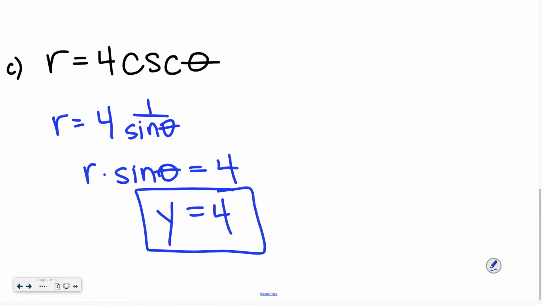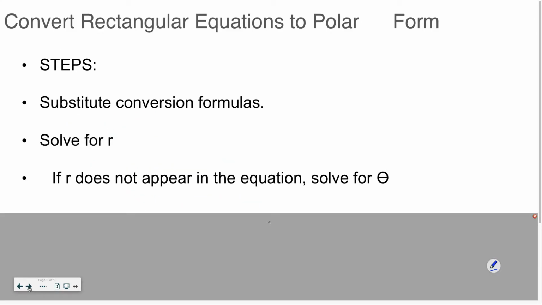Okay, now we are going to go the other way. What I want to make sure you do when we go the other way is that after you use your substitution conversion formulas, I do want you to solve for r if we are talking about a polar equation. When we have a polar equation, I really need you to solve for r. If you can't, because there's not an r, like in that second example we did, then I need you to solve for theta. So first priority is to solve for r. If r disappears, then solve for theta.